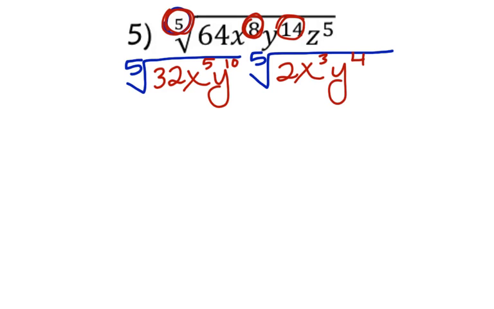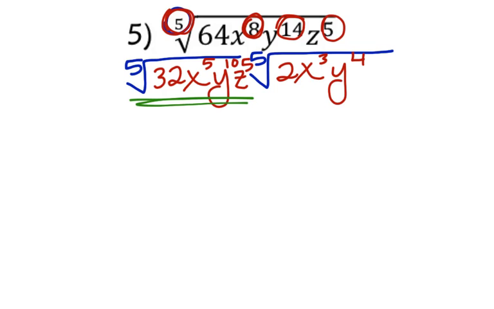And then we're going to move on to the z's, and I have 5 of them. The nice thing is 5 goes into 5. I don't need to split it up at all, so I'm going to leave all of those z to the 5th right there. Okay, once you do that, you should be able to take this first radical and totally simplify it and get rid of the radical.